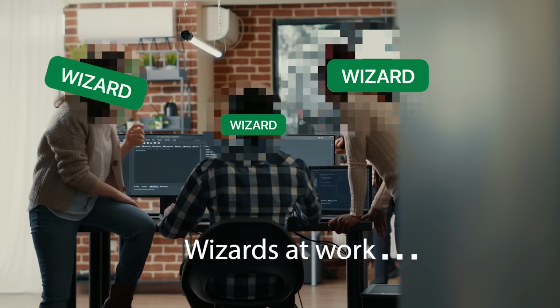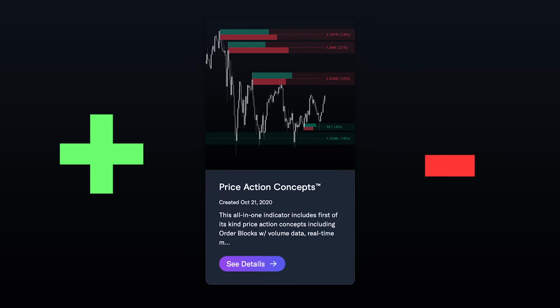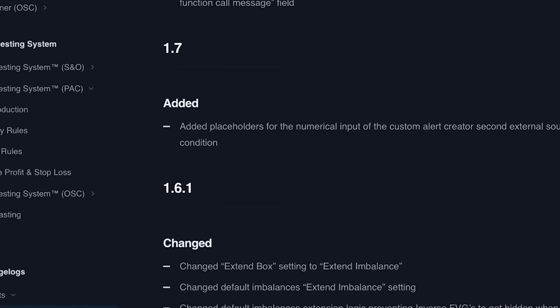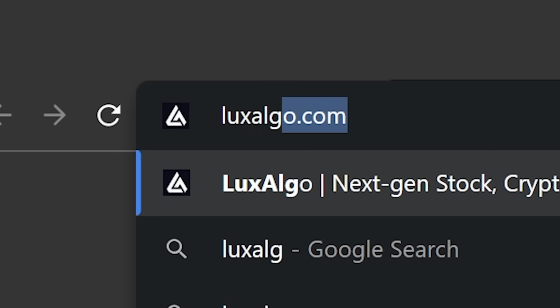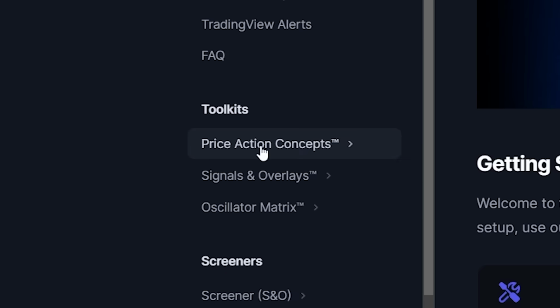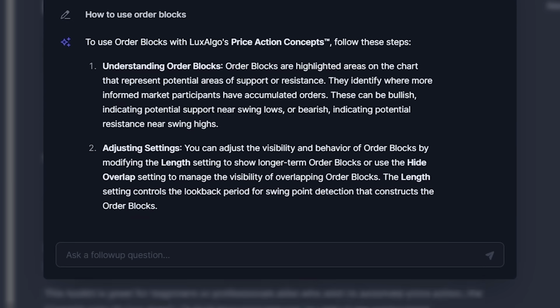That being said, by the time you watch this video, more settings may be added or removed as we're constantly improving these tools. But you'll always be able to find out more on those changes at LuxAlgo.com by going to Resources, selecting Guides, and choosing Price Action Concepts, or by using the ChatGPT feature and get answers to specific questions.